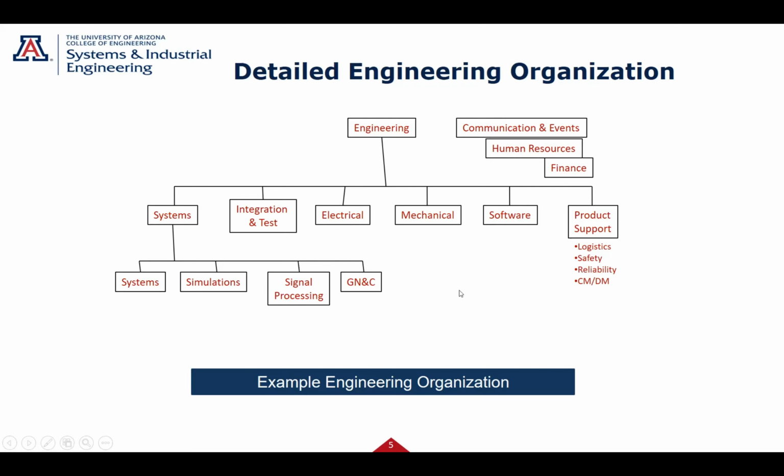Each of those organizations would, in most cases, have a sub-organization. So systems might have systems engineering, requirements definition, and so forth. Simulations might have signal processing. GNC is guidance, navigation, and control. In fact, most of these would have some types of sub-organizations. Each of your engineering and manufacturing organizations are going to be a little different, but go in and understand the way they're set up, and there'll be some similarity between them.